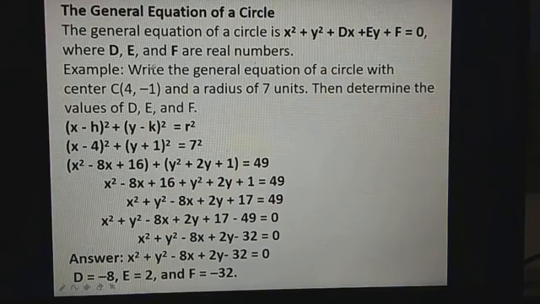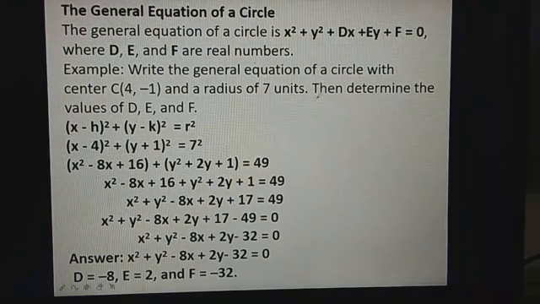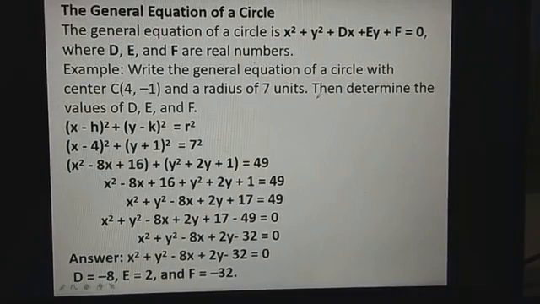So, magbigay tayo ng example. Write the general equation of a circle with center for negative 1 and a radius of 7 units. So, binigay ang center, ibinigay ang radius.